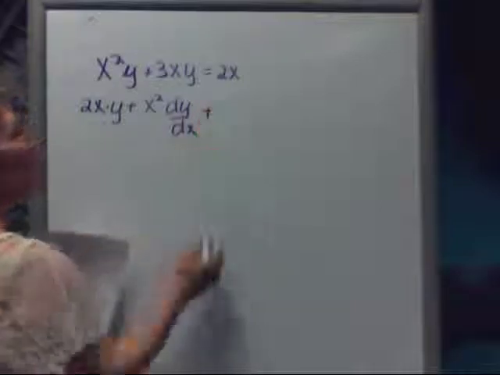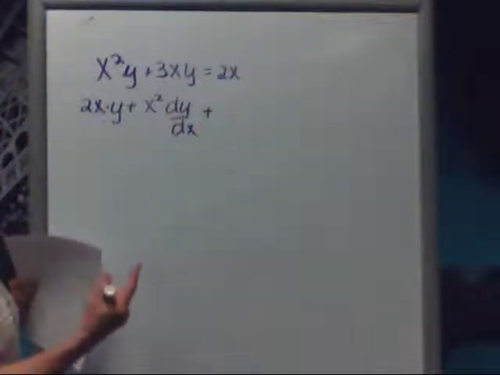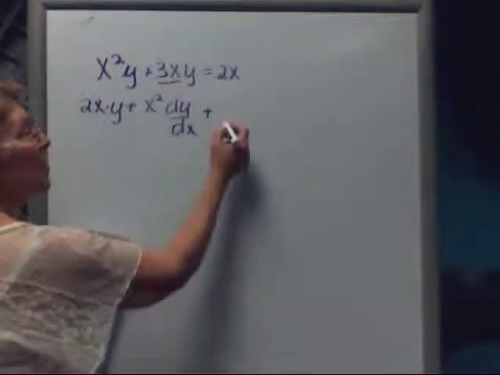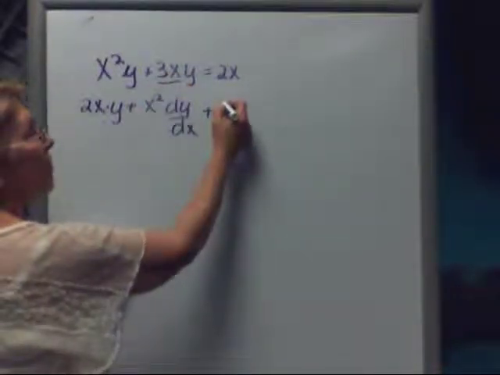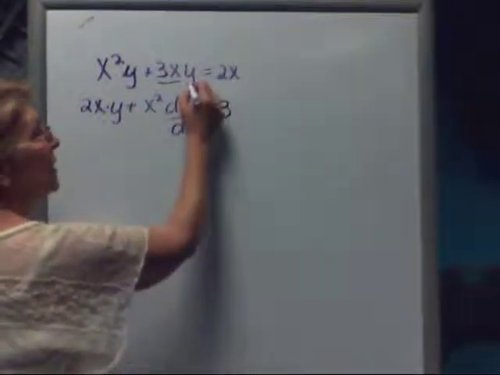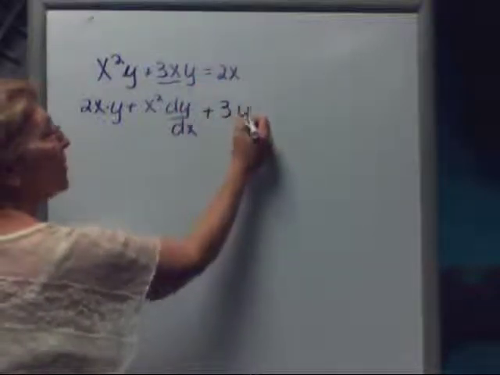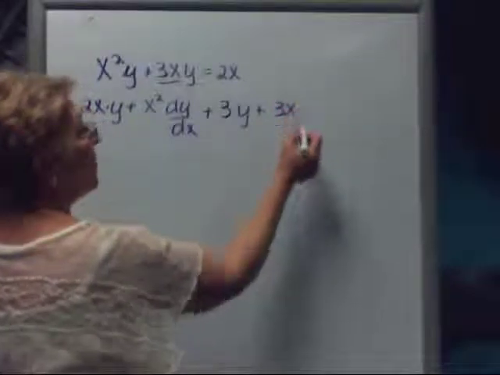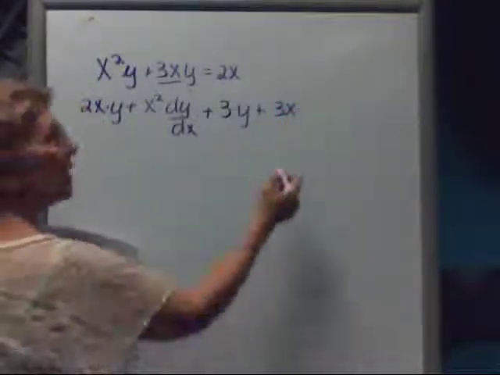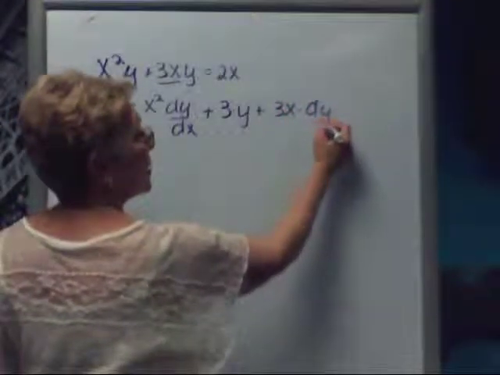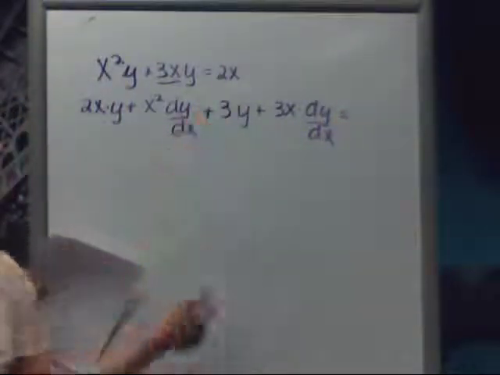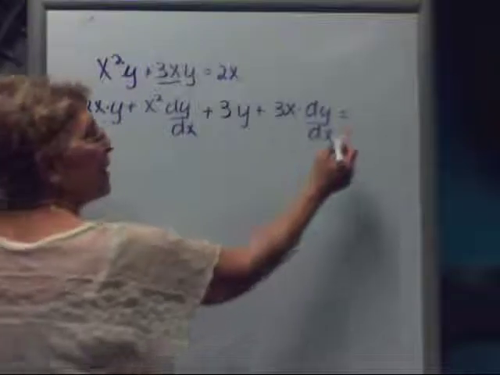Okay, product rule all over again. I'm going to count the 3 with the x as the first term, so derivative of the first term is 3. Second, this one untouched, plus first one untouched, derivative of the second, again, a dy dx. And on the right side, differentiating 2x with respect to x is 2.